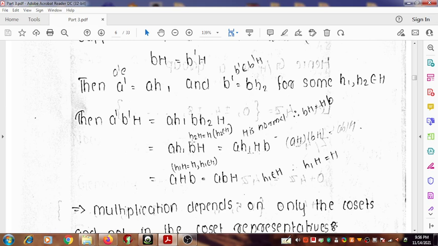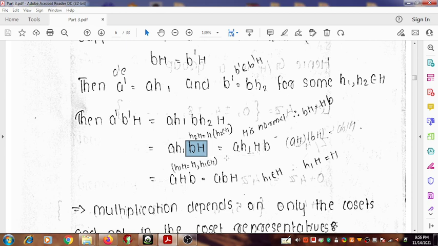Why? It's because this part BH can be replaced by HB, due to the reason that H is a normal subgroup. So BH equals HB for any element B taken from G. And therefore we get AH1 into BH equal to AH1 into HB.